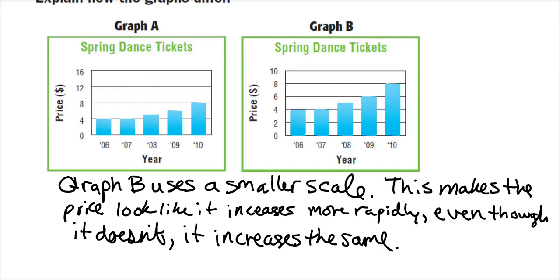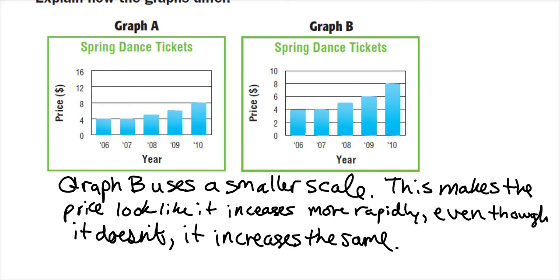So why would we want to do different graphs? Well, it basically depends on how you want to put a spin on it. All right, if you're trying to show that prices really haven't gone up very much, then you would use graph A. But if you want to show that prices have gone up a lot, then you would use graph B.